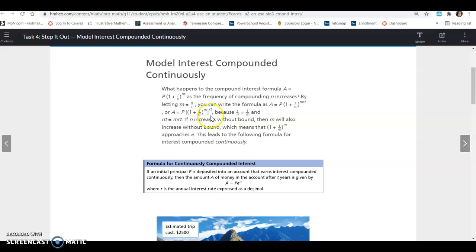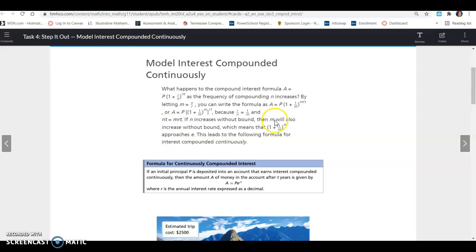Because r over n equals 1 over m and nt equals m times rt, if n increases without bound, then m will also increase without bound, which means that 1 plus 1 over m raised to the m approaches e. Okay, so we learned about e already. This leads to the following formula for interest compounded continuously. So that leads us to this formula.